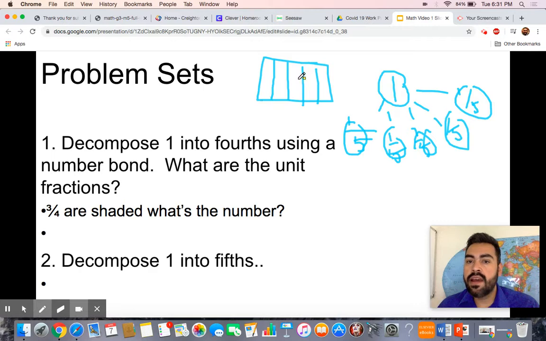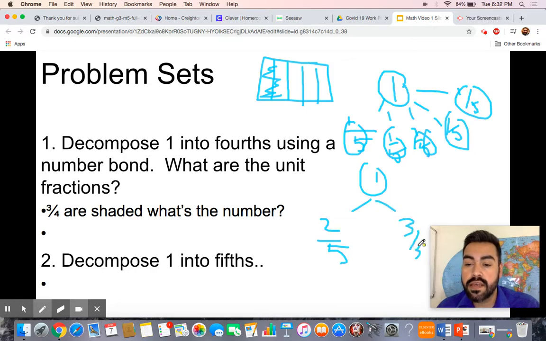Now let's say that Mr. Bastida, out of these 5 equal parts, ate 2 of them. How much is left? Represented with a number bond. So how much is left? Well, I ate 2/5, so what's left? 3/5. It's easy peasy. 1 chocolate bar, so I ate 2/5. What's left over is 3/5, because again, the 2/5 plus 3/5 add up to 1 whole.